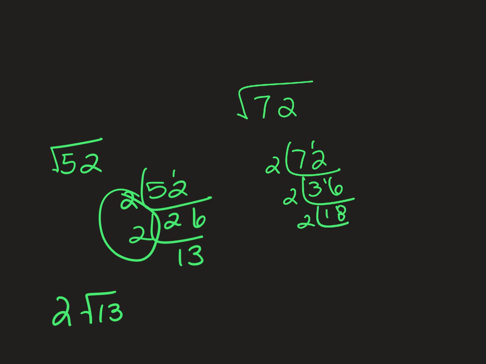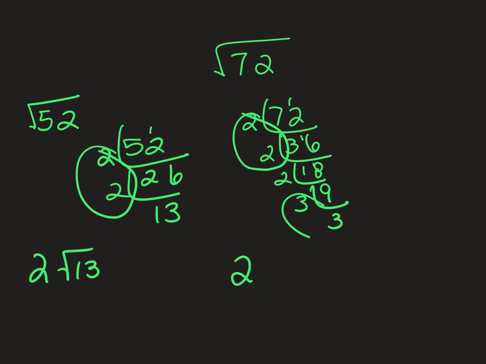2 goes into 18 how many times? 9. Does 2 go into 9? No. What does? 3. 3 goes into 9 3 times. Do you see lots of pairs of stuff? Okay, I see 1 pair of 2s. I'm going to bring that outside. I also see what? A pair of 3s. So you just multiply them together. And then what's left over? So that stays inside. So it's 6 square root of 2.